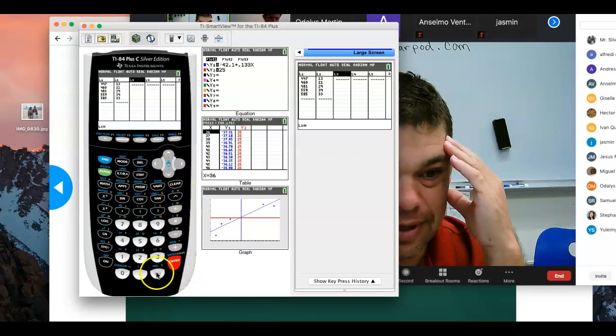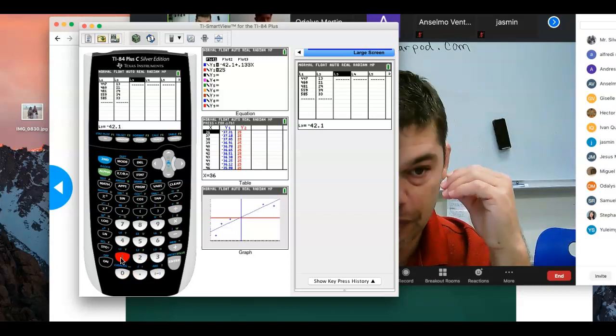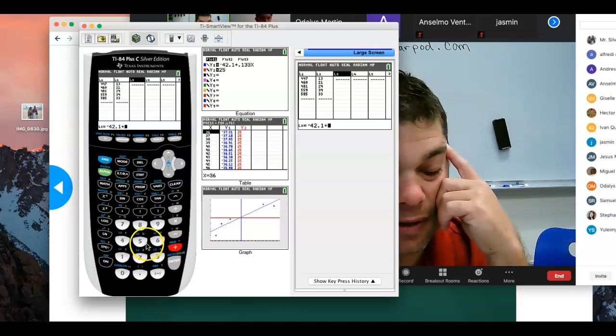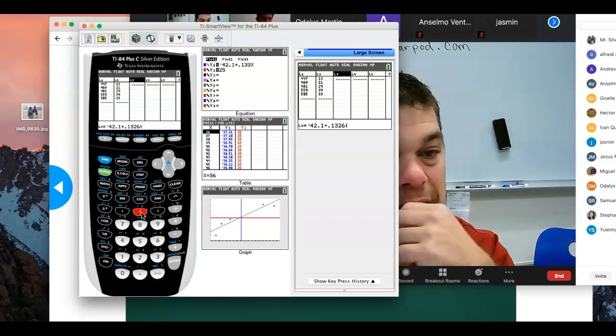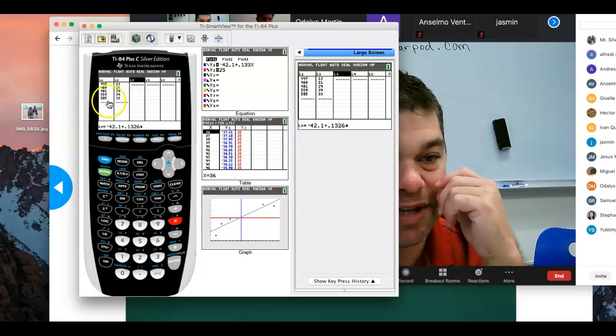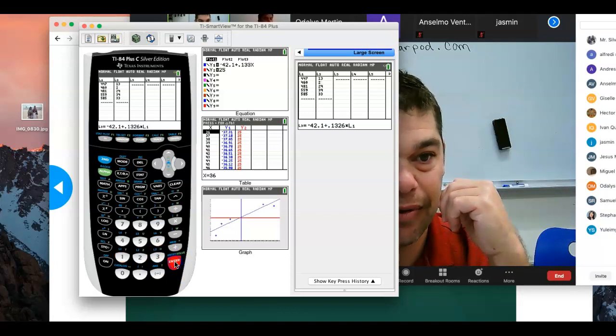Y3 equals negative 42.1 plus my slope, 0.1326, and then x. Okay, so times x. But all my x values are in list 1, so I'm going to put L1 here. This is like a trick to find all of the predicted y values.